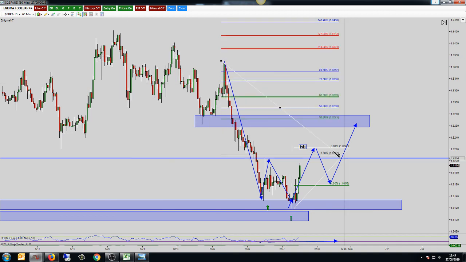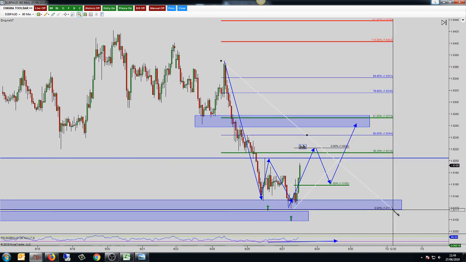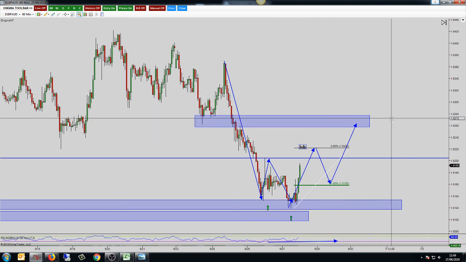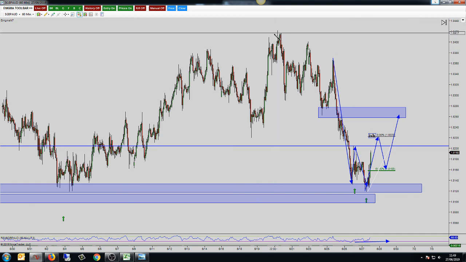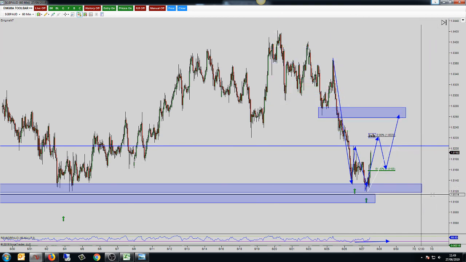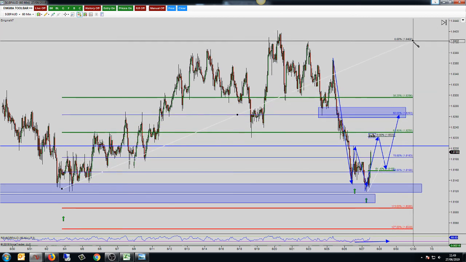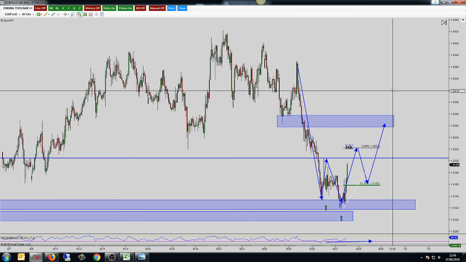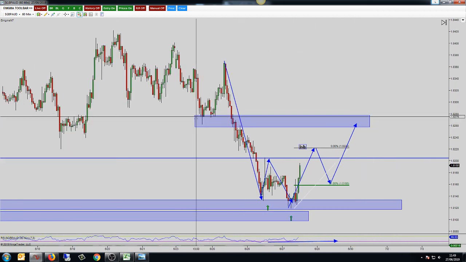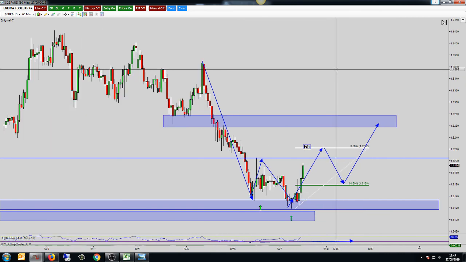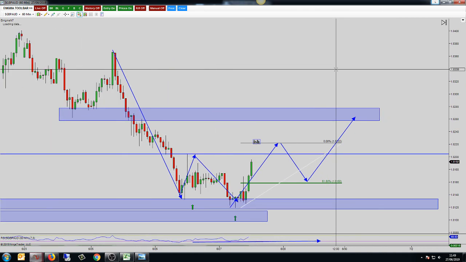We may have a 618 there as well. A little shy of a 61.8. Is there any psychological numbers? Nope, no psychological numbers there. Anything else? Nope. Okay, so no fibs there, no psychological numbers. We have structure in the AB equals CD pattern. Let's take a look at the 15.